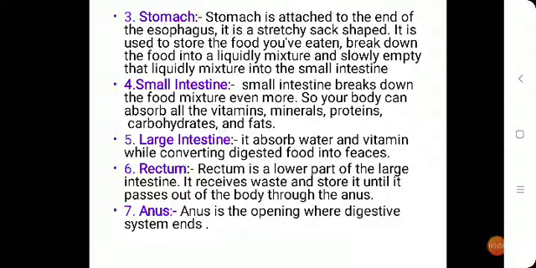The small intestine breaks down the food mixture even more so your body can absorb all the vitamins, minerals, protein, carbohydrates and fats. The next part of the digestive system is the large intestine. It absorbs water and vitamins while converting digested food into feces. The rectum is the lower part of the large intestine. It receives waste and stores it until it passes out of the body through the anus. The anus is the opening where the digestive system ends.